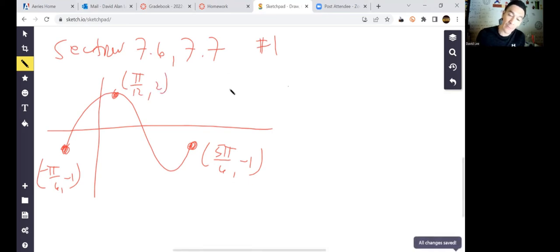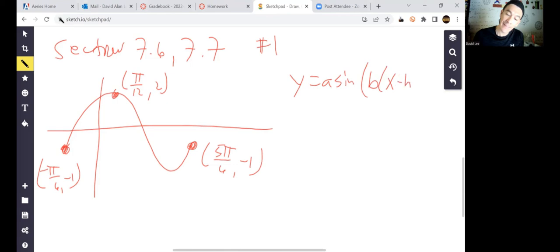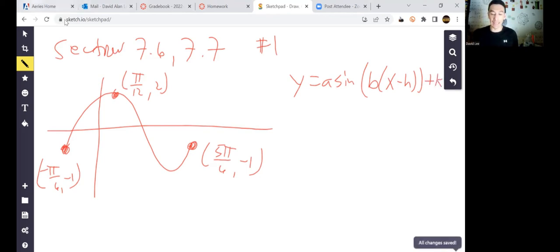So our answer, let me get this box out of the way, our answer is going to look like this: A sin(B(x - H)) + K. Let me write that down again. There we go. Our answer has got to look like this here.